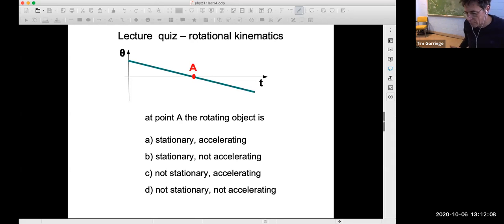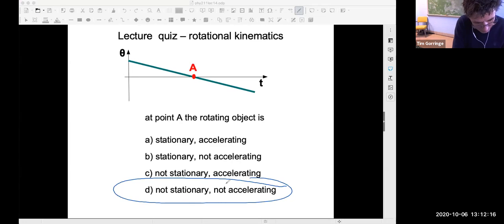Okay, so the correct answer to that quiz, let me mark it on here, is that in this angular position versus time graph, so time is the horizontal axis, angular position is the vertical axis, just like the graphs we were looking at for the rotating bicycle wheel. And just like those graphs, this line represents the rotational or circular motion. At this point here, the object isn't stationary. This line is not horizontal.